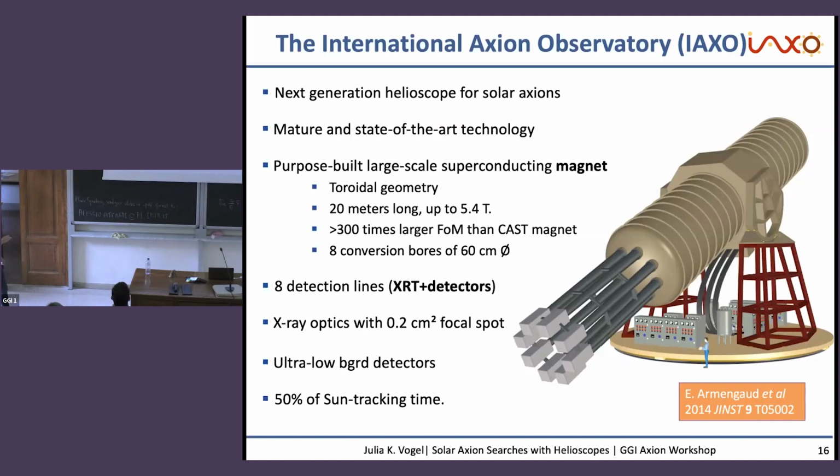So you see here the 8 bores, in which we will have an X-ray telescope each. And then in the focal plane, we'll have our ultra-low background detectors. To give you a feeling, the focal spot we're going to be observing is 0.2 square centimeters. And we will be able to track the sun with this setup also longer than with CAST, 50% of the time. We also need to take background measurements, so we're not aiming for, for example, 100% observation time.